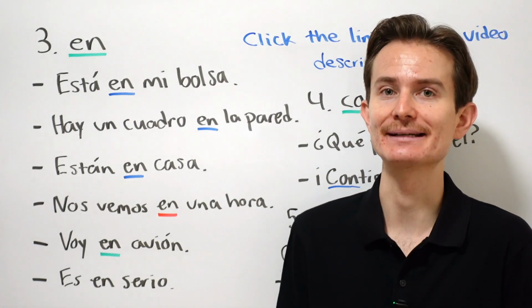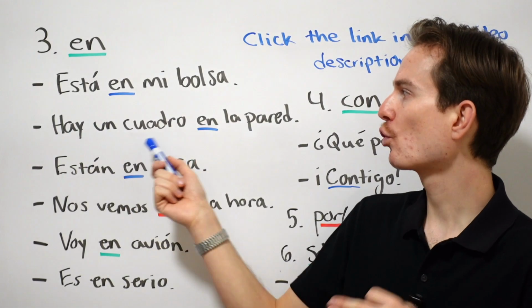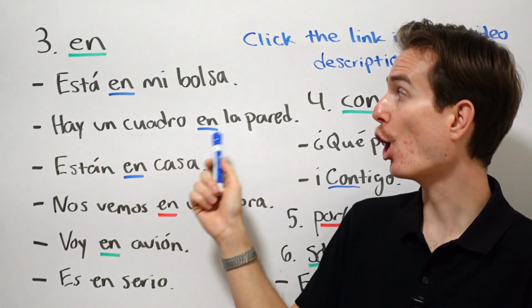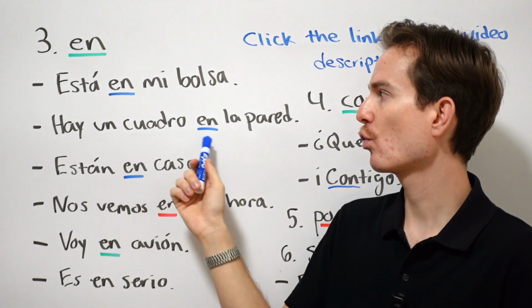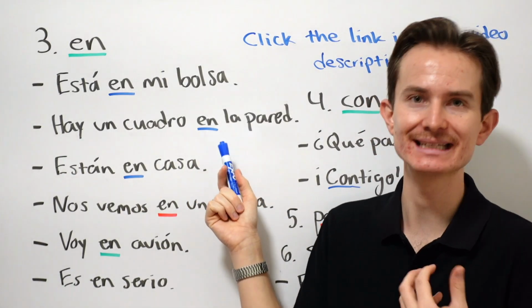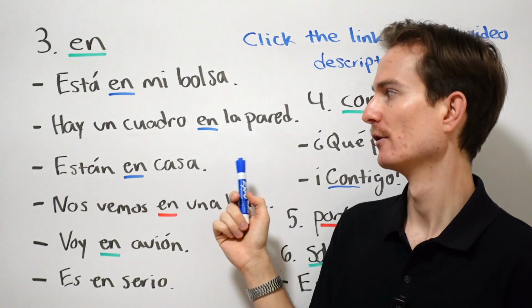adentro, inside. Okay? So, hay un cuadro en la pared. There is a painting on the wall. Hay un cuadro en la pared. Okay, now we're having a translation of on because in this case, doesn't make sense.